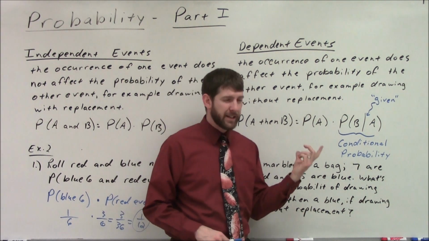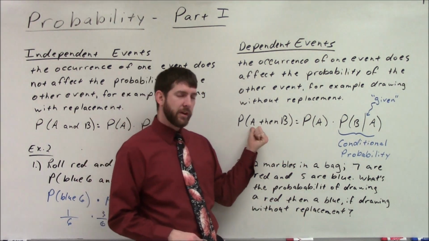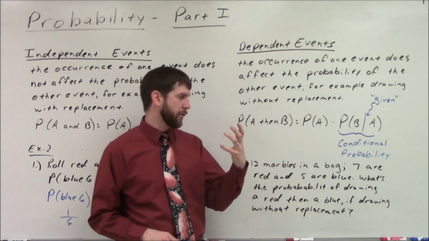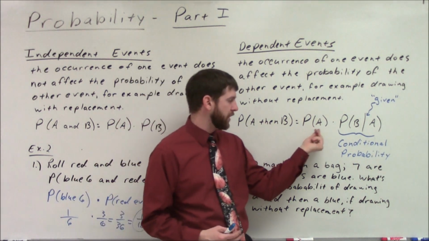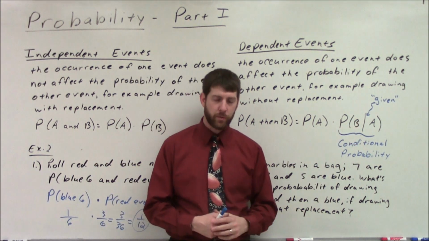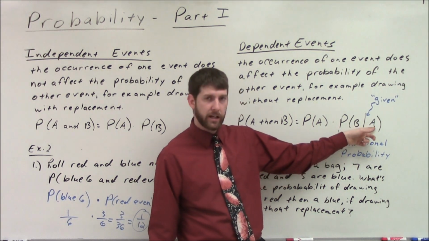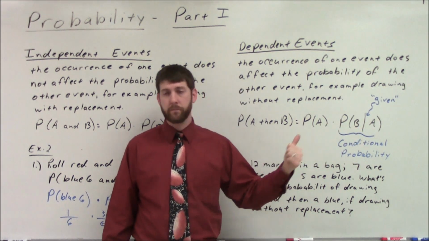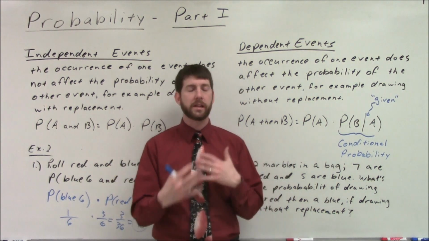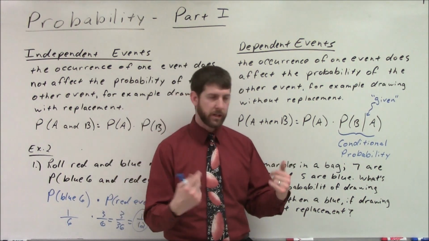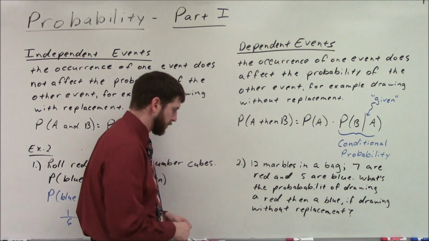Now the probability for dependent events says probability of A, then B. We're still going to be multiplying the probability of A times this conditional probability. The way we read this is the probability of B given A. So we're going to figure out the probability of B, just like we did here, but we've got to put the conditions on there of what already happened to A. Let me talk through what that means.